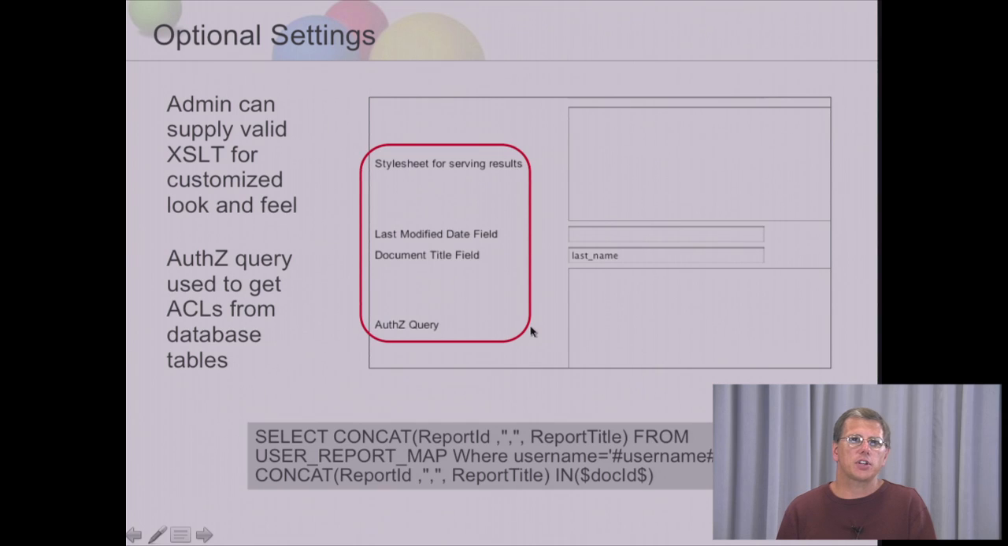If you have security set up, then what you'll have to do is build essentially an ACL table. An ACL table is a concatenation of each of the primary key fields that uniquely identifies each record in the database, and then a list of users and groups that have permission to that document. Then on the configuration page of the connector, under the auth-z query, you'll specify a select statement of a concat, and for more information on this, you can check your documentation.